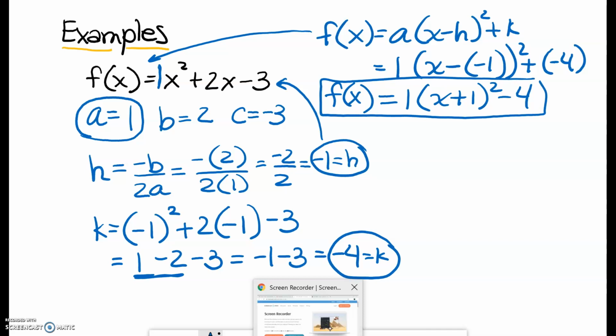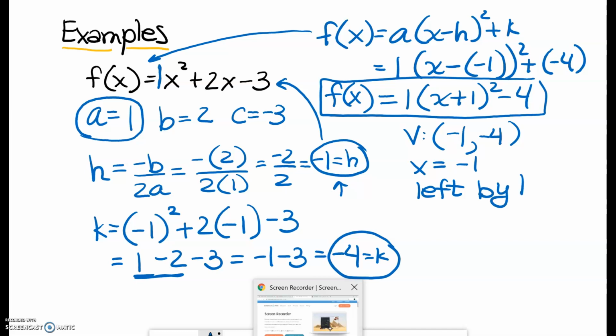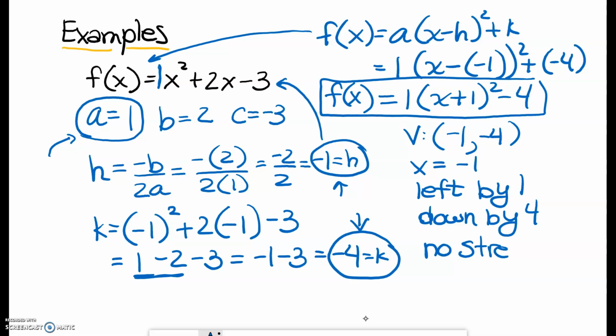So what's happening to my graph? Well, my vertex is h comma k, so that's negative 1, negative 4. My axis of symmetry is x equals h, so x equals negative 1. Since h is negative, my graph is being moved to the left by 1. K is negative, so it's going down by 4. A is 1. The absolute value of a is 1, so there's no stretch or compress.